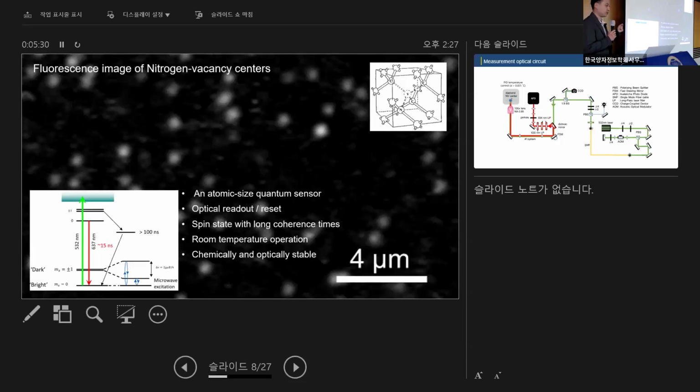And the spin state is manipulated via electron spin resonance through the application of external microwaves. And finally, we can detect the target nuclear spin via nuclear magnetic resonance.